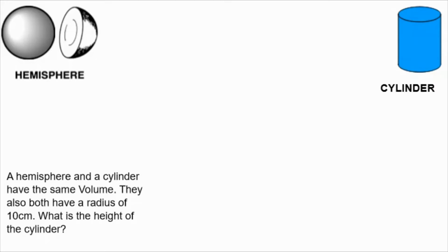A clue that this is a two-step problem is the fact that the two shapes have the same volume. We're going to use the volume formula for one to find the volume. Then we're able to plug that volume into the volume formula for the other shape.